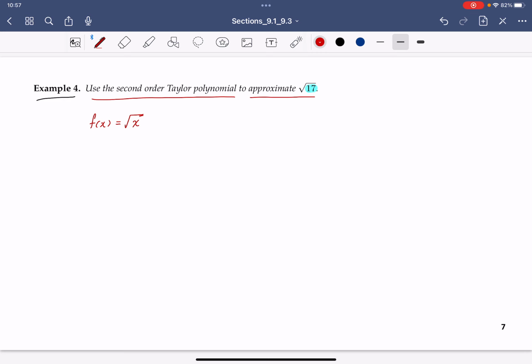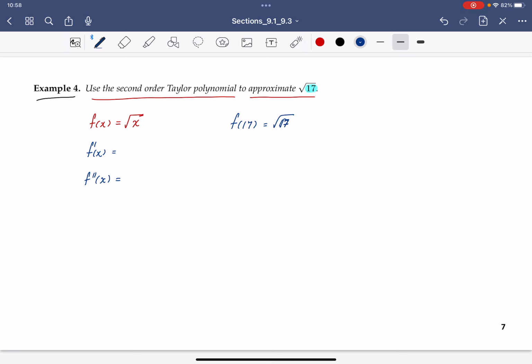What are you going to do next? Differentiate. Well, let's try f(x) equal to square root of x first, and then let's see what problem we're going to see. If you have f(x) equal to square root of x, you differentiate one time, differentiate two times, you can do it. However, when you plug in f(17), you can see the problem. It goes back to the same problem.